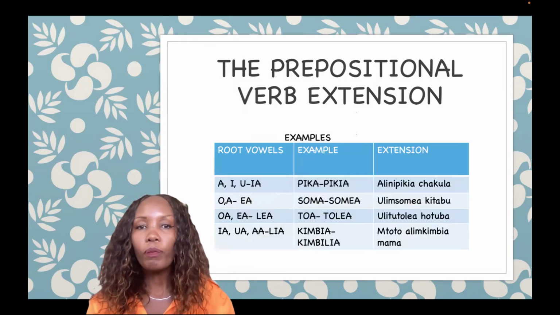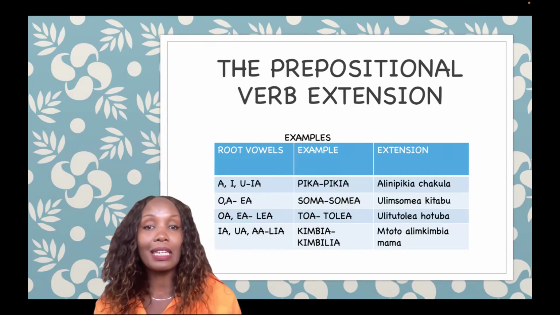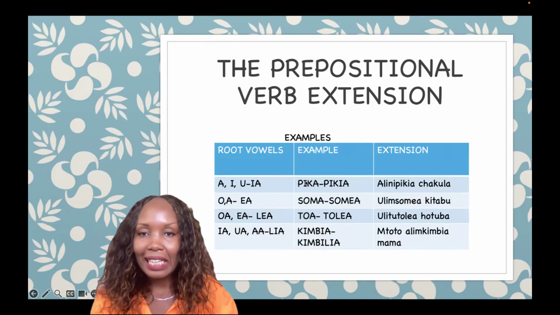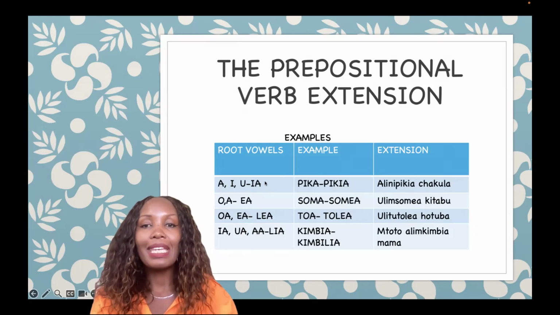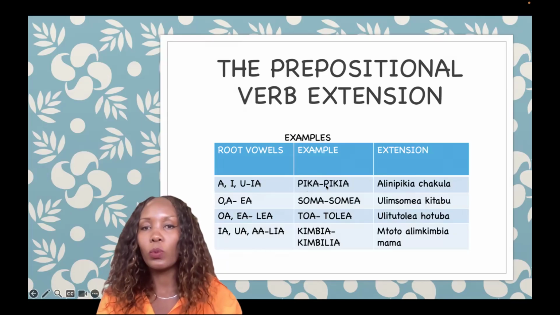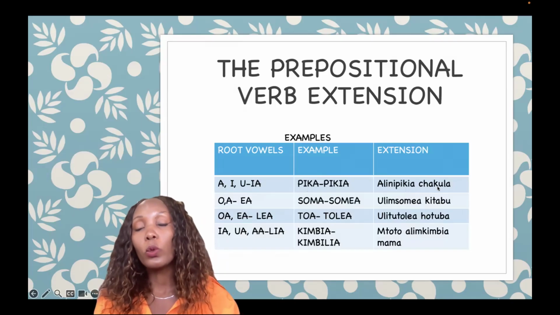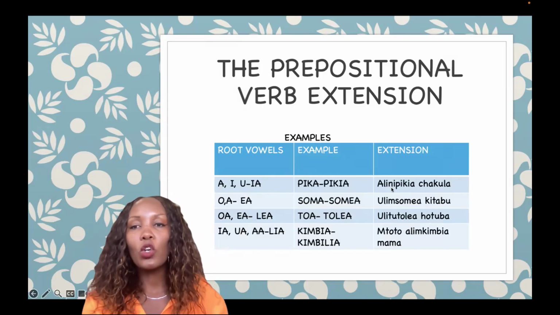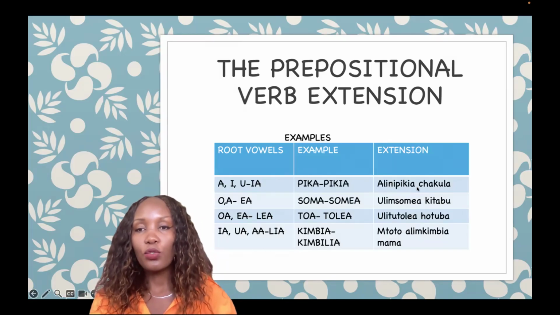So I mentioned that root vowels are going to determine whether the ending is an ia or an ea. So let's look at an example here. If we have an a, an i, or a u in the verb, then the verb ending will be ia. So pika becomes pikia. Alinipikia chakula. Note I said you're going to always need an object infix when you're working with this extension. In this case, alinipikia, she cooked for me. The ni here stands for me, and me is the object. So she cooked food for me.